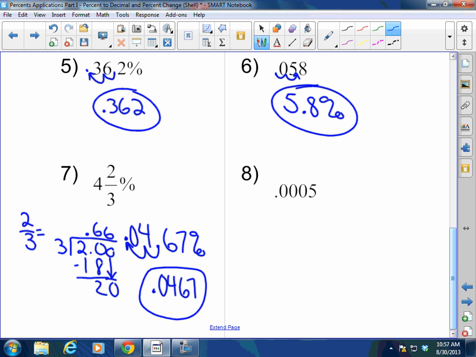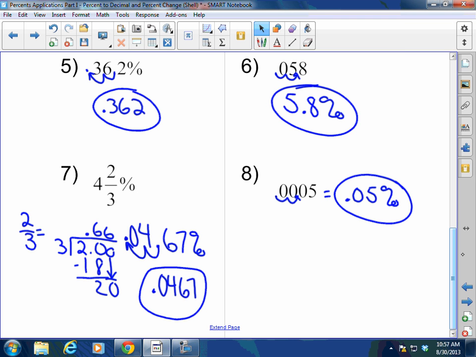And last but not least, 0.0005, or 5 tenths, hundredths, thousandths, ten thousandths. I want to turn a decimal into a percent, so I'm going to go to the right 2 places, 1, 2 to the right, so it's going to be 0.05%. Okay, that should have been pretty easy. Hope you enjoyed that part.